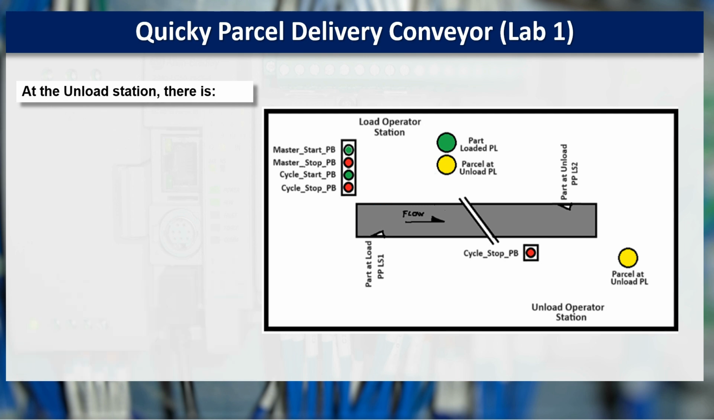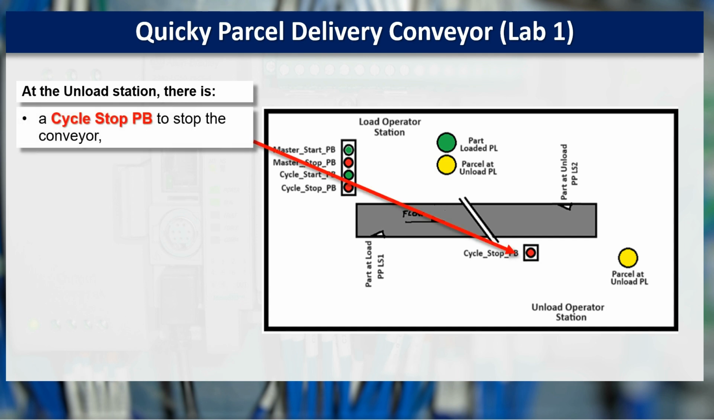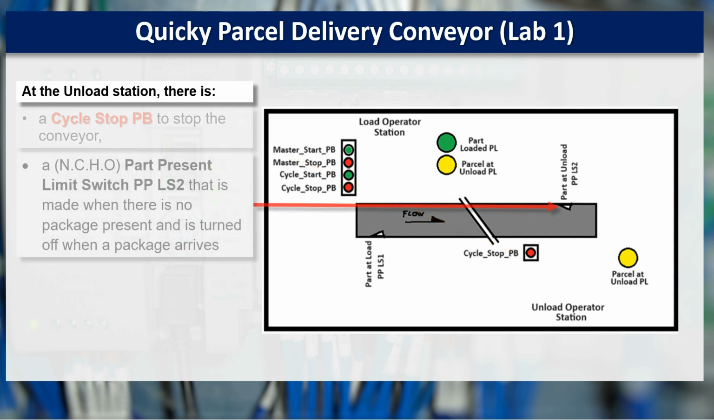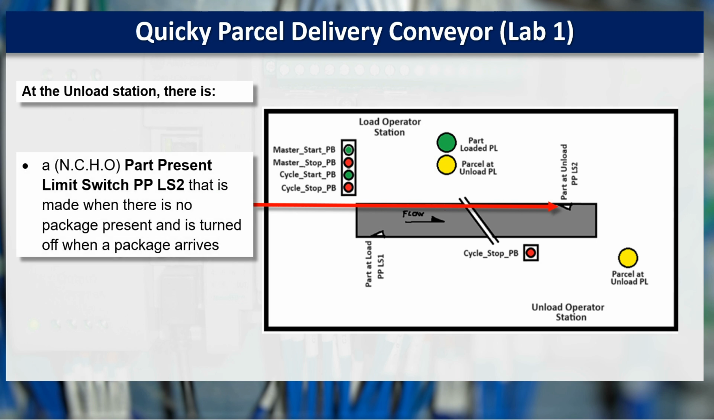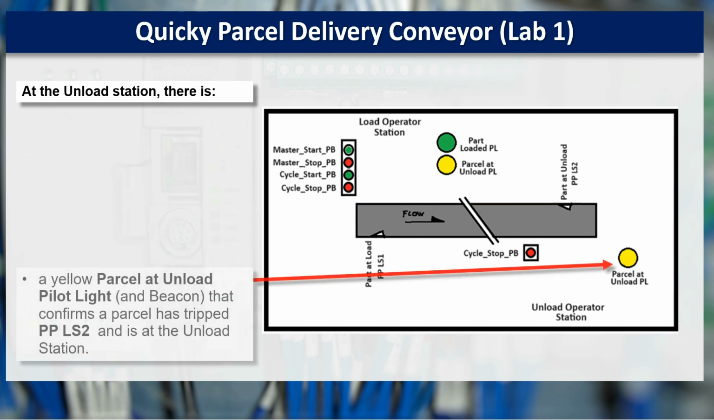At the unload station we find a cycle stop push button to stop the conveyor, and a normally closed, held open part present limit switch PPLS2 that is made when there is no package present and is turned off when a package arrives. And there's also a parcel at unload pilot light and beacon that confirms a parcel has tripped PPLS2 and is at the unload station.